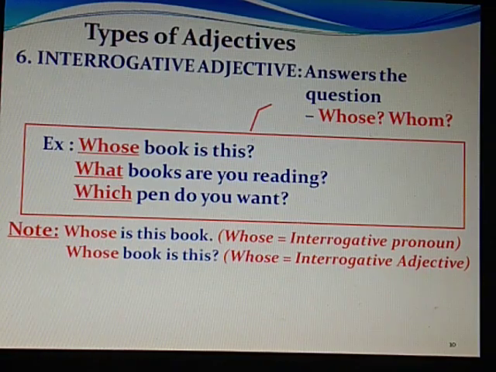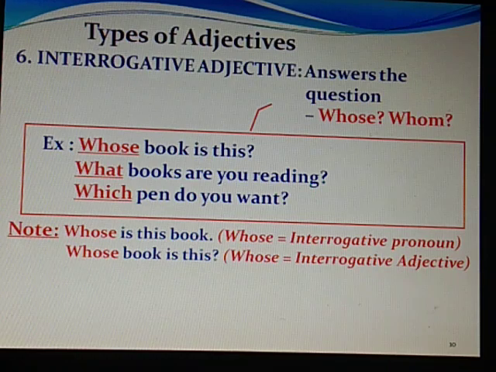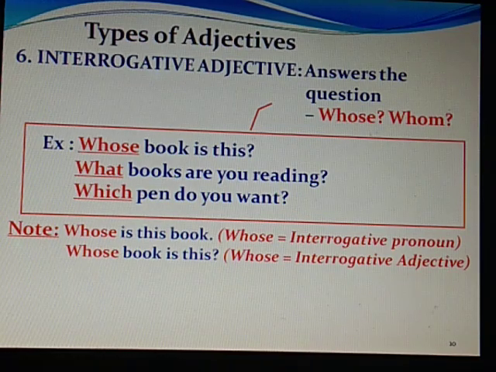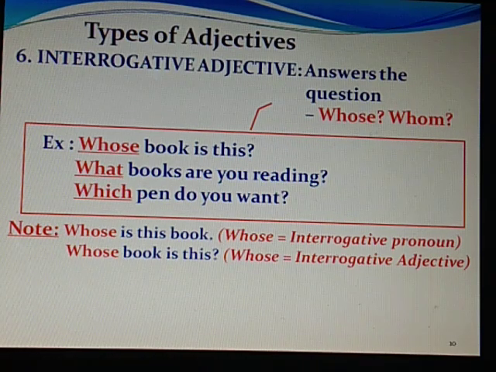Whose is this book? So whose will be interrogative pronoun because that is standing alone. Whose book is this? So here you can find that whose stands for the noun book. So it is being qualified. Whose is qualifying the noun. Why? Because we have used it before the noun. So that will be interrogative adjective.